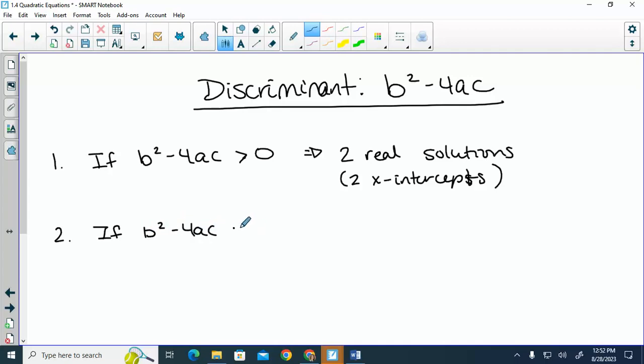If your discriminant equals 0, that means we get something like 2 plus the square root of 0 and 2 minus the square root of 0. What's the square root of 0? 0. 2 plus 0 is 2. 2 minus 0 is 2. So we get 1 repeated real solution. In terms of our graph, that means it's 1 x-intercept.